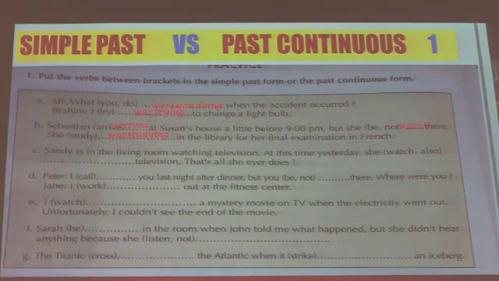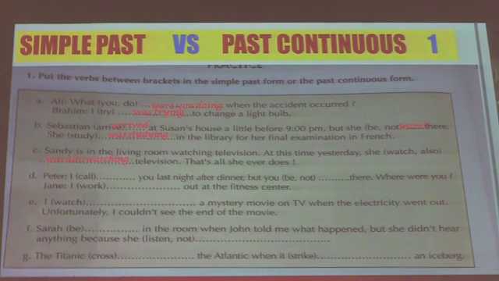C, Sandy is in the living room watching television. At this time yesterday, she was also watching television. That's all she ever does. Okay? She spends her time just watching television.